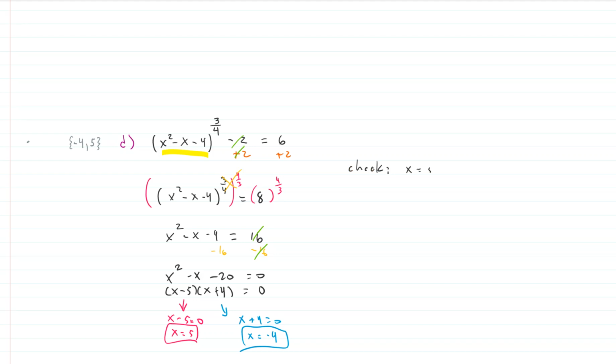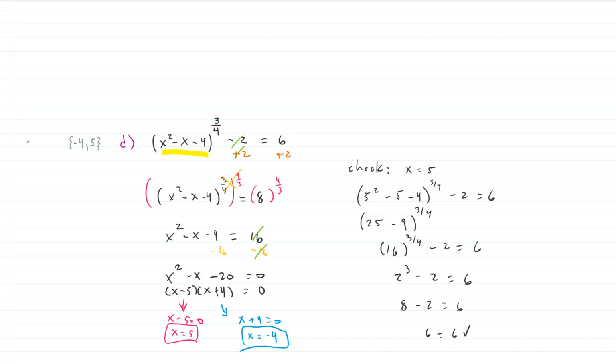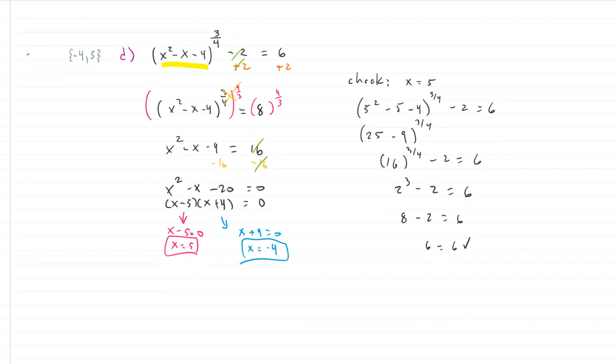Let's check x equals 5 first. So we have 5 squared minus 5 minus 4, all to the 3/4 power, minus 2, that's got to equal 6. So we have 25 minus 9, to the 3/4 power. That is 16 to the 3/4 power, minus 2 equals 6. The 4th root of 16 is 2. 2 cubed. So that gives us 2 cubed minus 2 equals 6. 2 cubed is 8, minus 2 equals 6, which is 6 equals 6. That one is a valid answer. Let's check our next one. That's kind of a long checking process there.